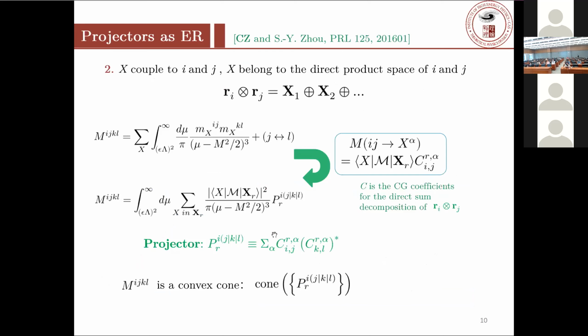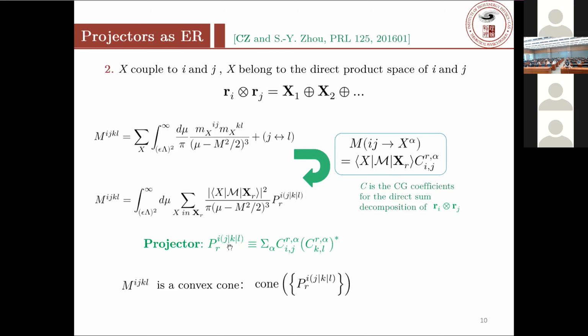And we know the X belongs to the direct product space of the irreps I and J. Then we can rewrite M in terms of the projectors from IJ to X in this form, where C is the CG coefficients. Then our master formula will become this, and we see that again it is a positive combination of the P. We define the P as the projectors, which can be obtained by the CG coefficients.